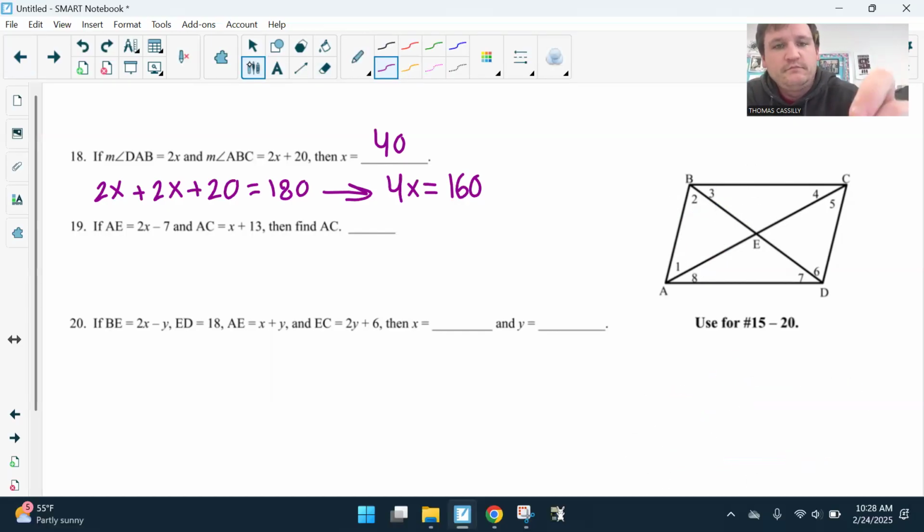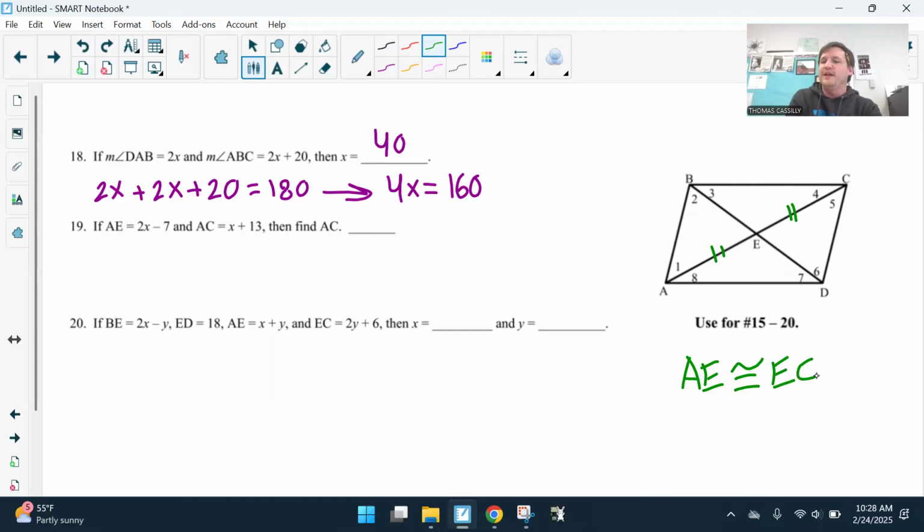We know, again, diagonals bisect, so those two things are equal. So I know AE is congruent to EC, right? But if we look at this problem, they don't give us EC. They give us AE and AC, all right?